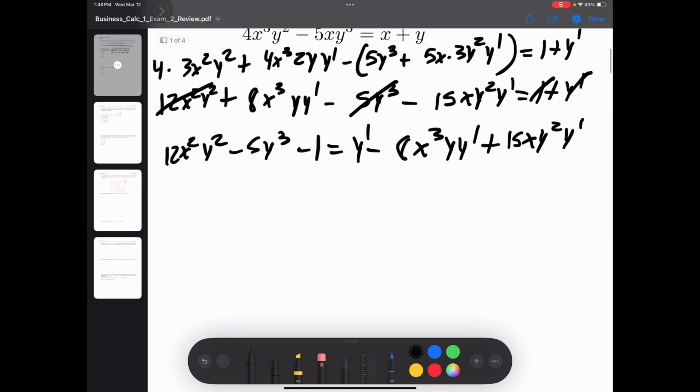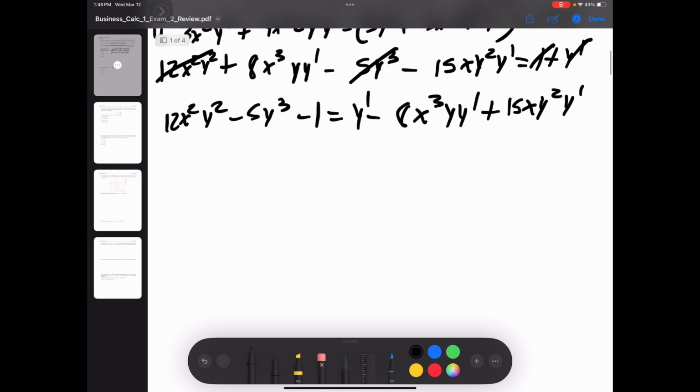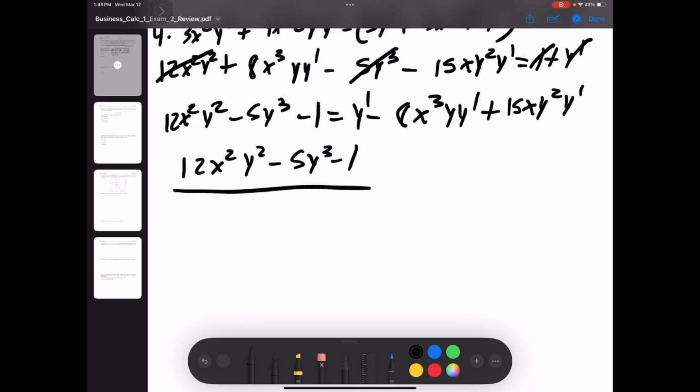And now from here, we see that we have a y prime in all three of our terms on the right. So I'm going to pull that y prime out and divide both sides by it. So in the end, I have 12x squared y squared minus 5y cubed minus 1 all over that first term, y prime, divided by y prime is just 1. The second term divided by y prime is 8x cubed y. And the third term divided by y prime is 15xy squared. And then on the right, we're left with just y prime.